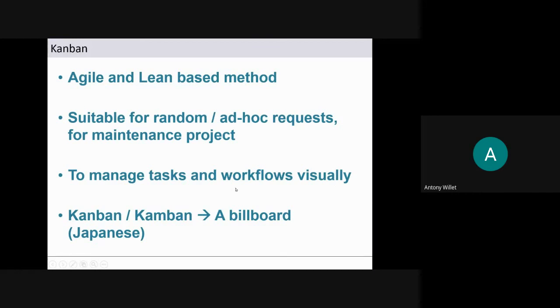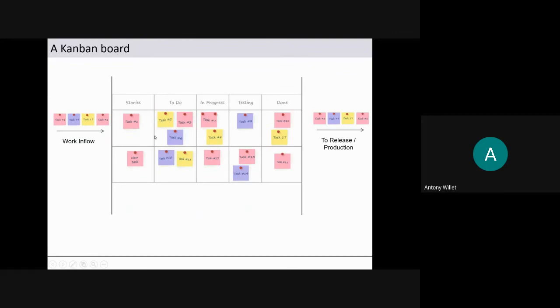To manage tasks and workflows visually. Again, the visual factor is there in both Kanban and Scrum. Kanban is from Japanese. The word Kanban means a billboard. Okay, a board is the highlight in Kanban. So this is pretty much how a Kanban board looks.